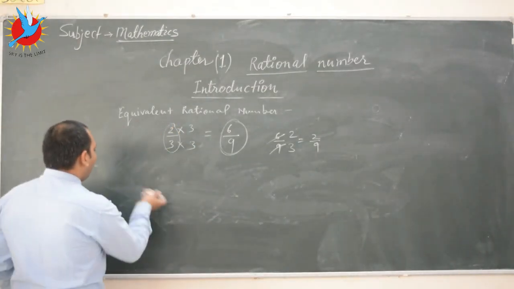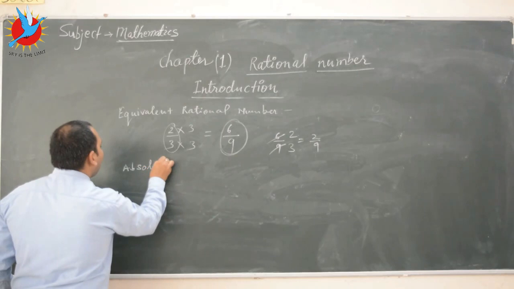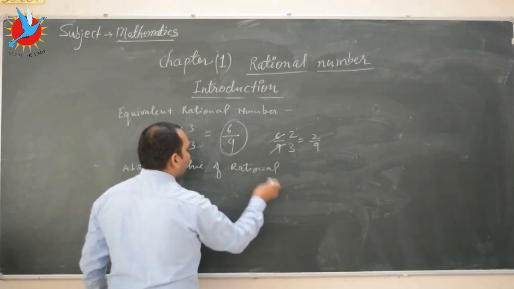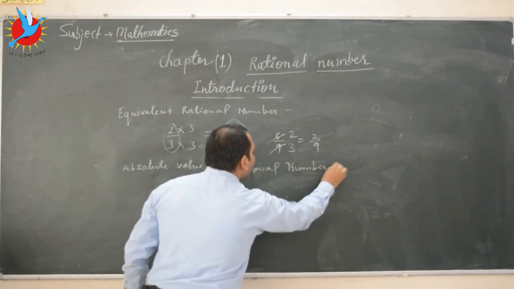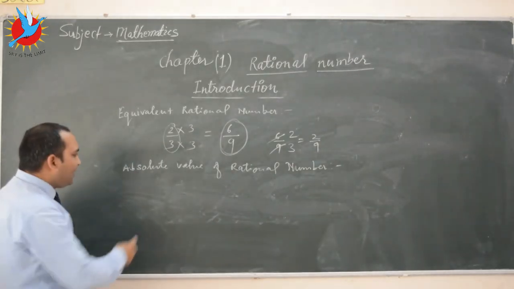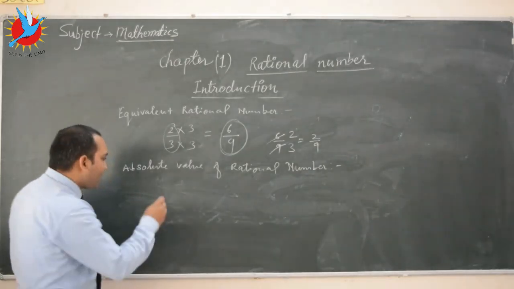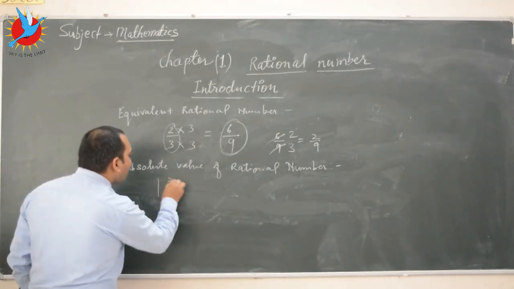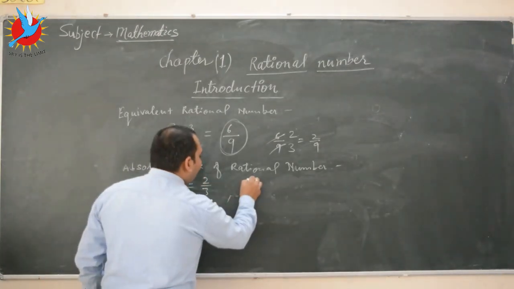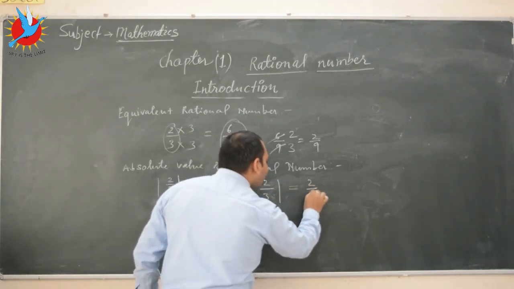Next, absolute value of a rational number. So what is the absolute value of a rational number? If we take the absolute value of any rational number, its numerical value is always positive. For example, the absolute value of 2 upon 3 is always equal to 2 upon 3. And similarly, the absolute value of minus 2 upon 3 is always equal to plus 2 upon 3.